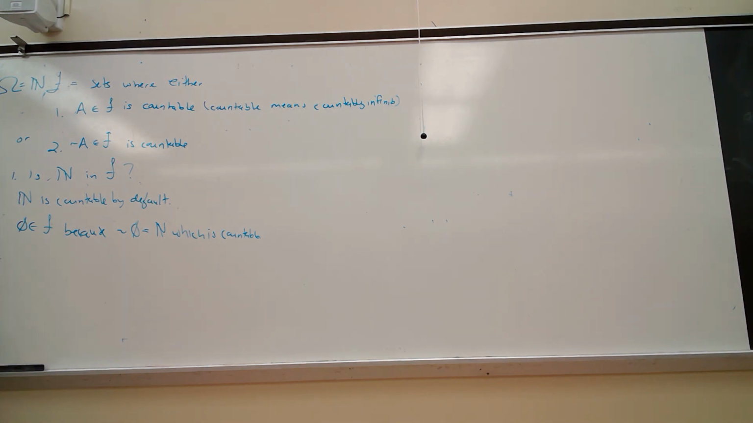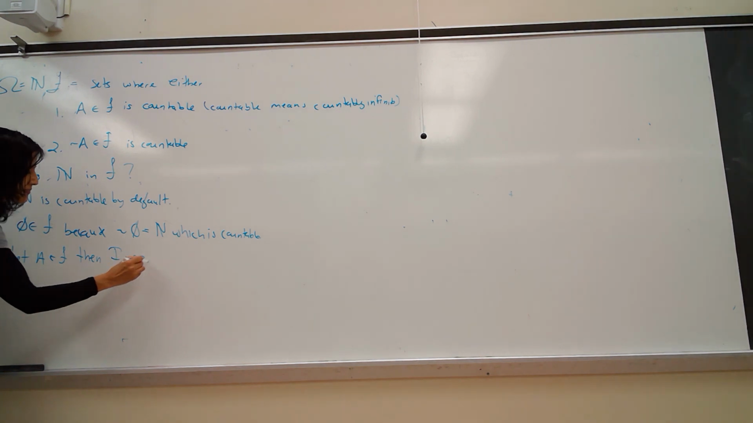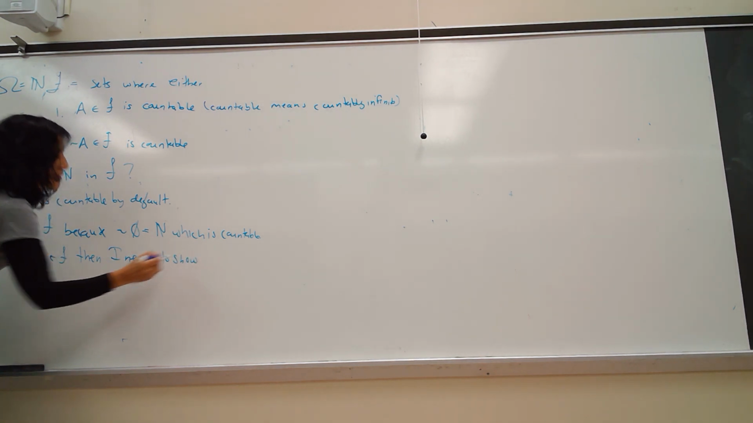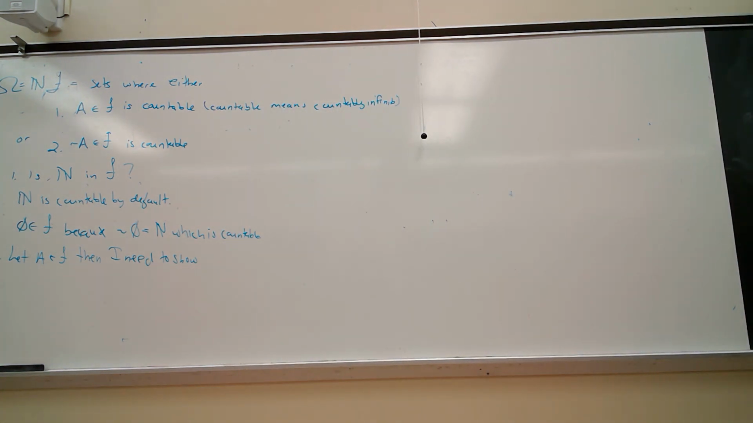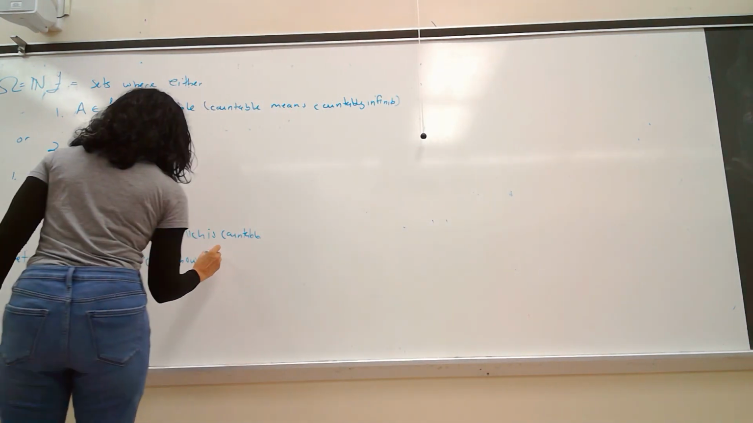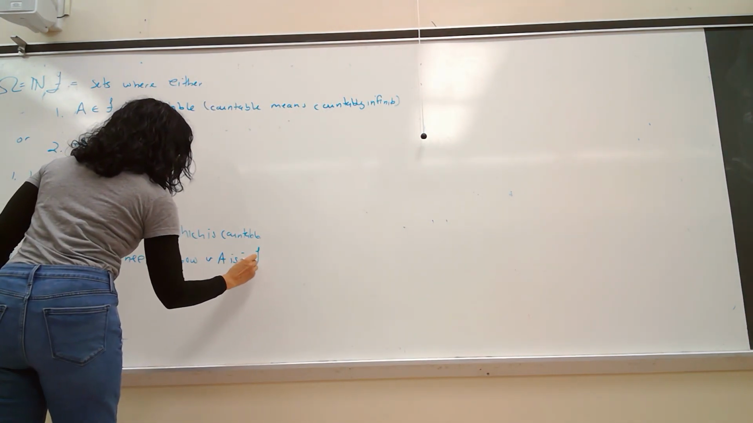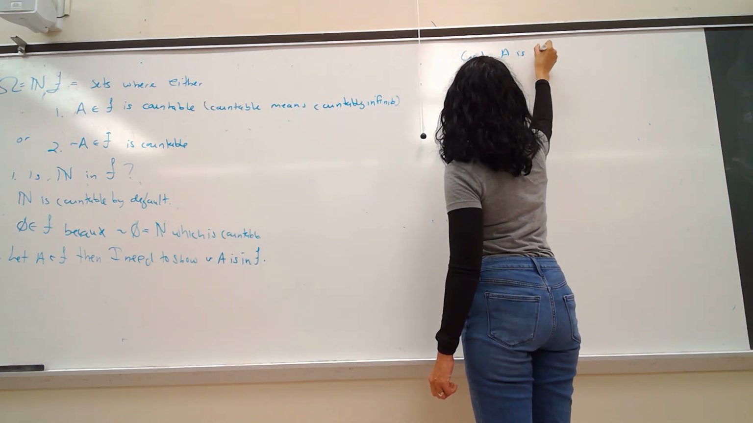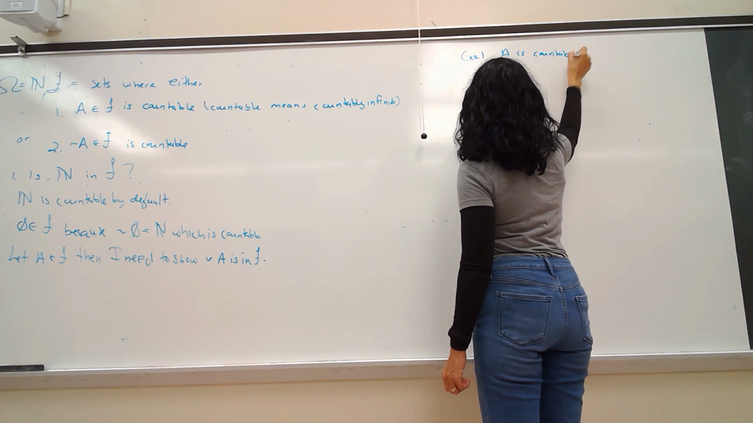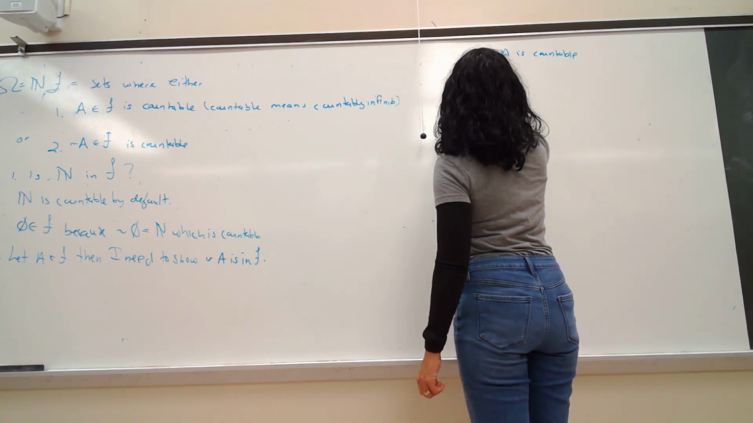Property 2. Let A belong to F. Then I need to show what? What's the second property of sigma algebras? Complement. The complement's in there. But there are two possibilities for A. Case 1, A is countable. Then I'm done. Well, actually I'm not.